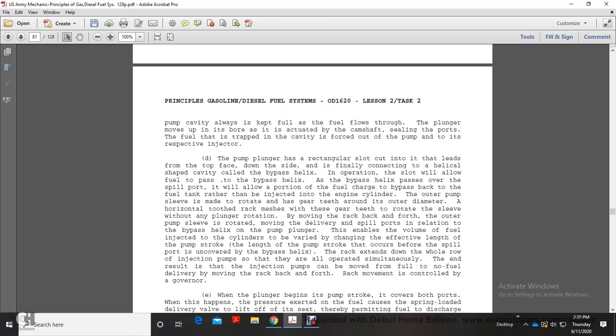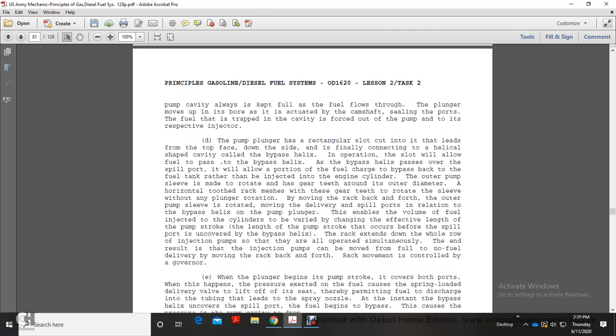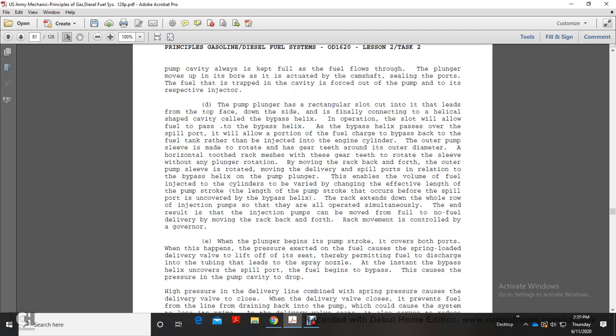The outer pump sleeve is made with a rotator. It has gear teeth around the outside diameter, and a horizontal tooth rack meshes with these gear teeth to rotate the sleeve without any plunger reaction. Move the rack back and forth, and the outer pump sleeve is rotated. This moves the delivery spill port in relation to the bypass helix of the pump plunger. It enables the volume of fuel injected into the cylinders to vary with the charging and effective length of the pump stroke, the length of the pump stroke that occurs before the spill port is uncovered.